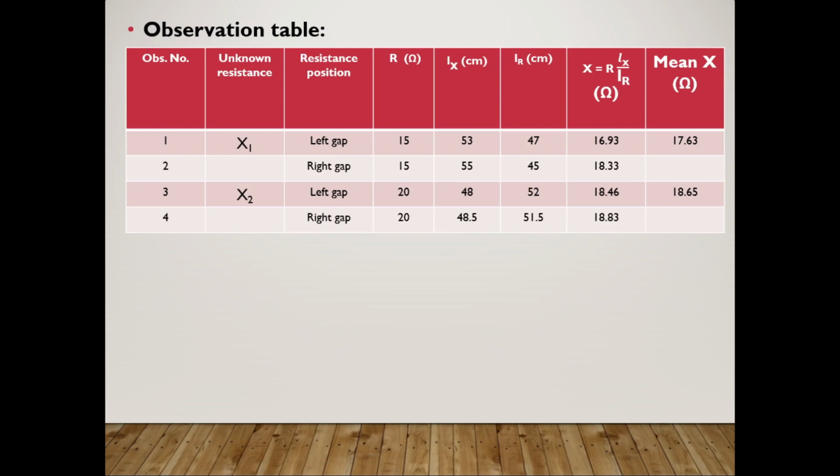For the next unknown resistance X2, when it is connected in the left gap, we take a resistance of 20 ohm from the resistance box and we get Lx equal to 48, Lr equal to 52. For interchange of gap, that is X2 connected in the right gap, for the same resistance R equal to 20, we get Lx equal to 48.5 and Lr equal to 51.5. Now this X is found by the log calculation.